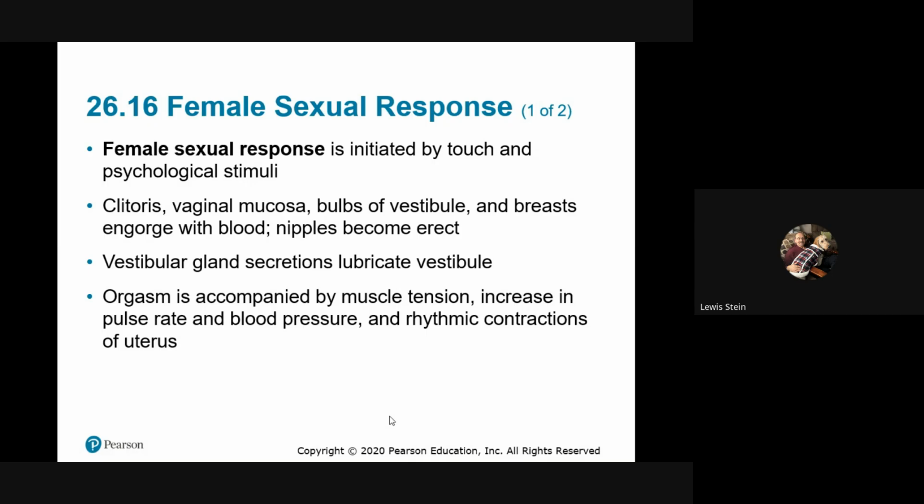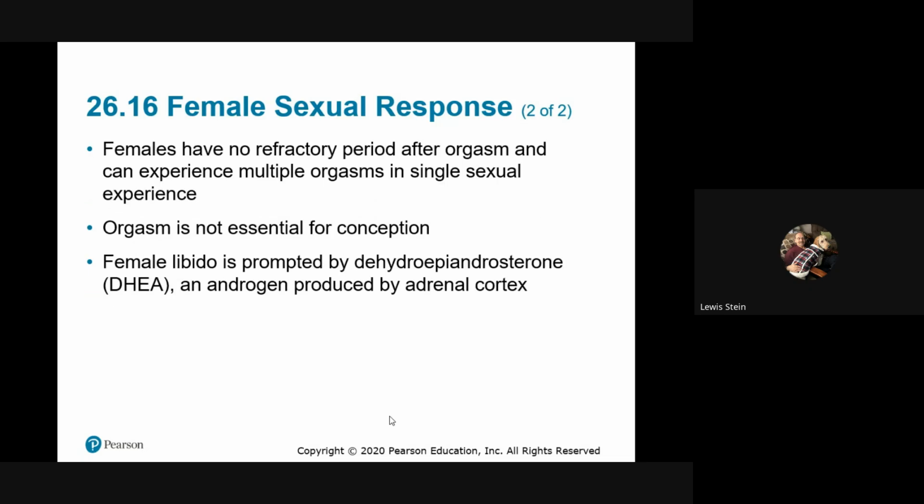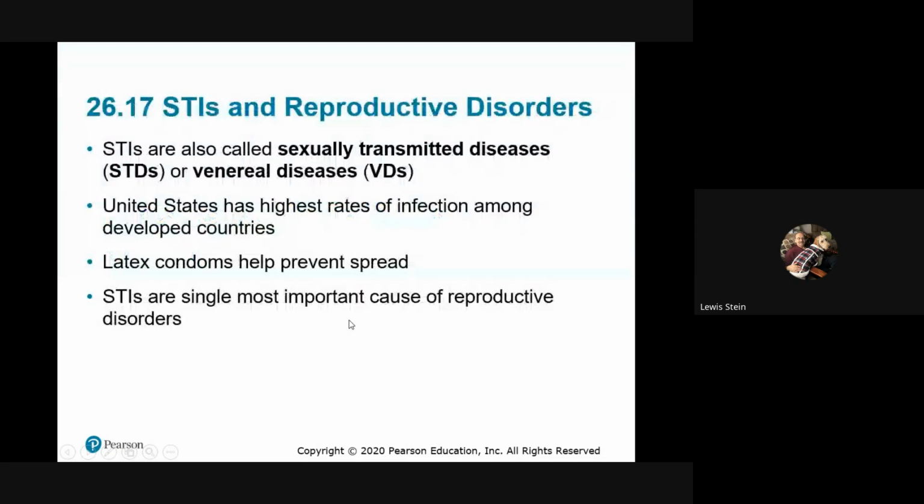Parasympathetic predominates in the arousal phase, and sympathetic is what creates climax or the orgasm phase. That's it.